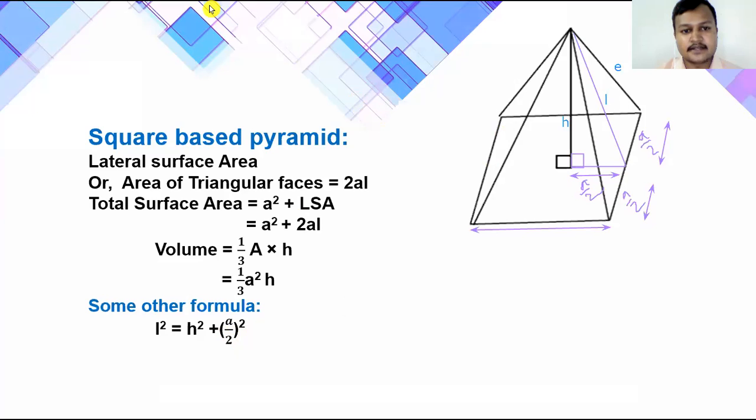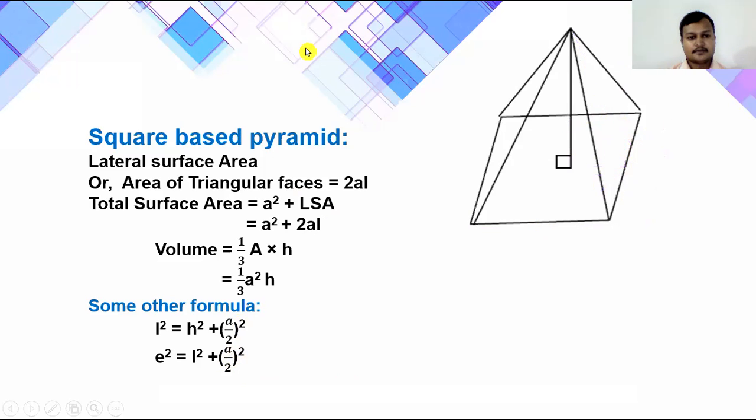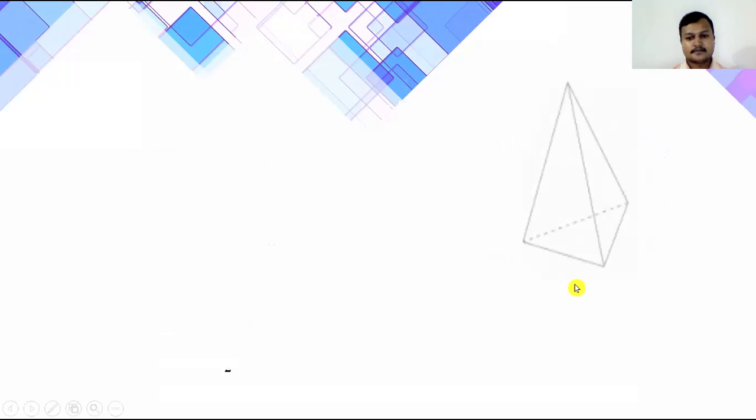Again, if we look at another triangle formed here outside, the triangle formed on the lateral surface, opposite to this 90 degree, edge E is hypotenuse, L is perpendicular, A by 2 is base. So from it we get another formula, that is edge square is equal to slant height square plus square of half of base. Let's move to questions.